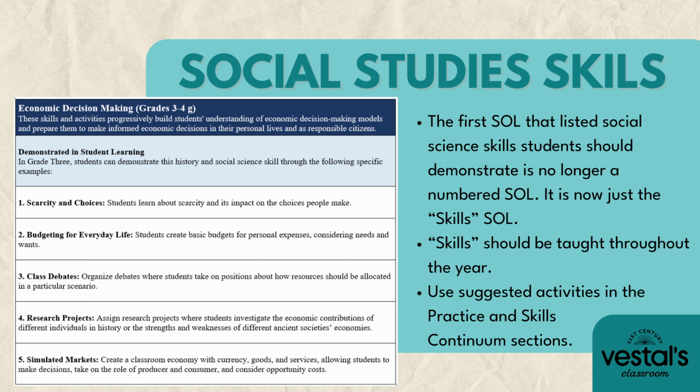Now, I don't know this for certain, but I think the reason for this is because the VDOE wants to make it clear that these skills should be taught throughout the school year, not in isolation. For several years, I get a few emails every single year asking me, why don't I have a unit aligned specifically to that first SOL? And I would always respond and say, well, these are skills that should be taught throughout the school year. They shouldn't be taught in isolation. So I think there was some confusion there.